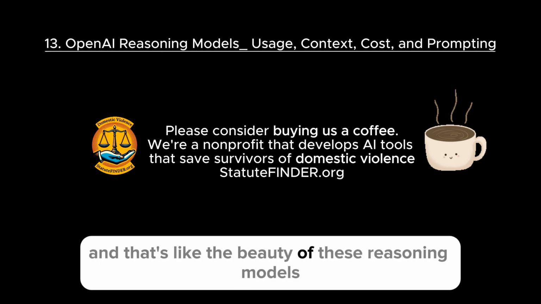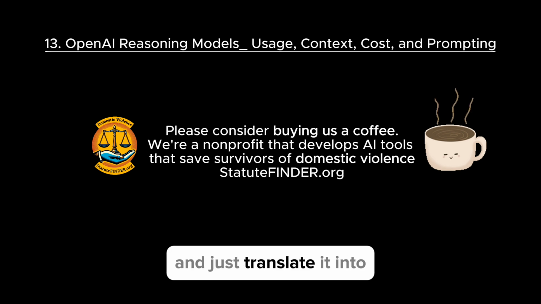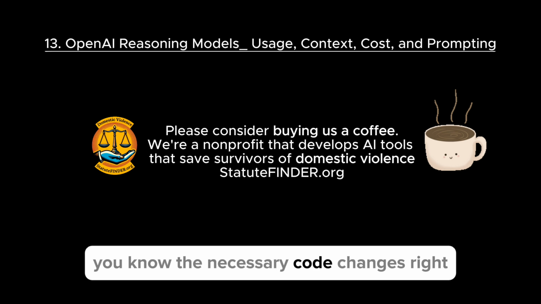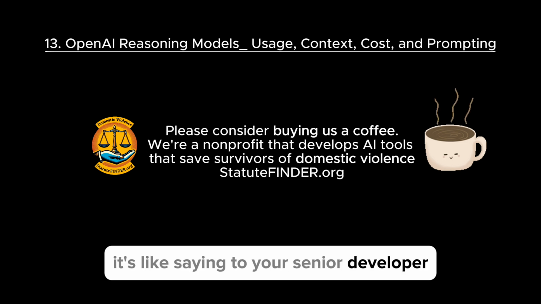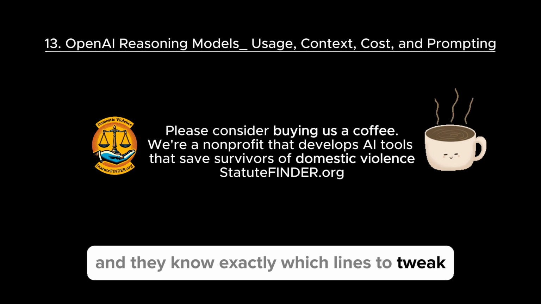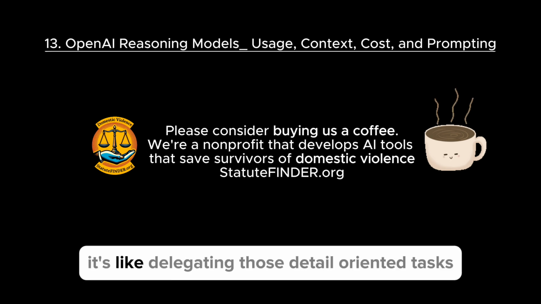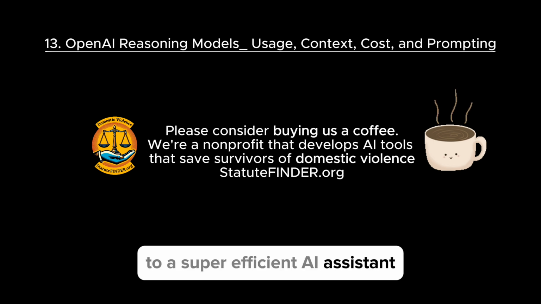Precisely. And that's the beauty of these reasoning models: they can take that high-level instruction and translate it into the necessary code changes. It's like saying to your senior developer, make this text red, and they know exactly which lines to tweak. Yeah, I can see how much time and effort that would save me. Absolutely. It's like delegating those detail-oriented tasks to a super efficient AI assistant.